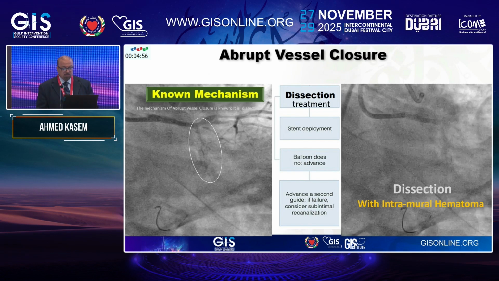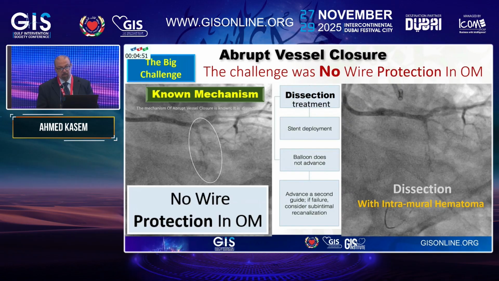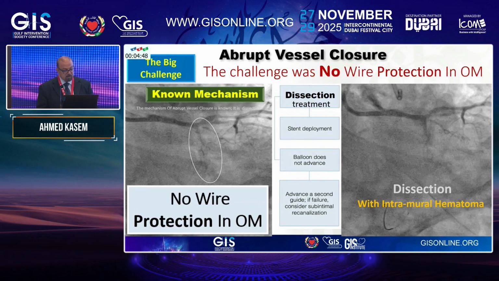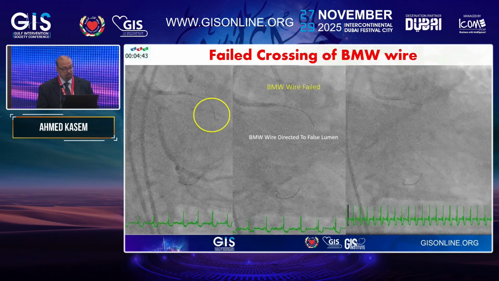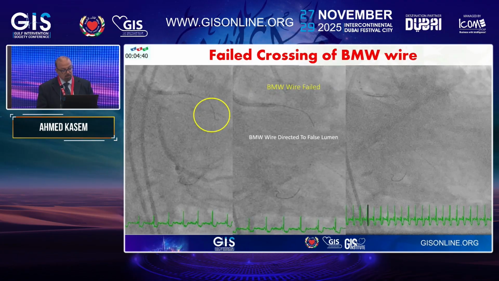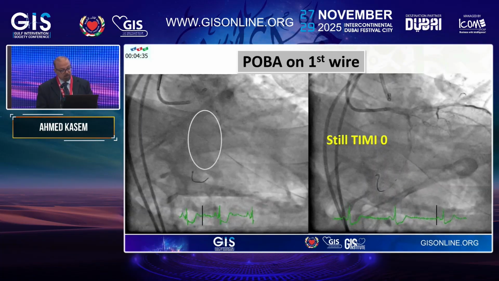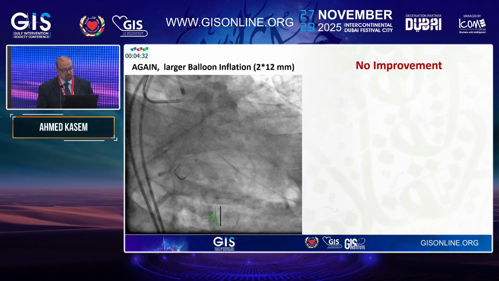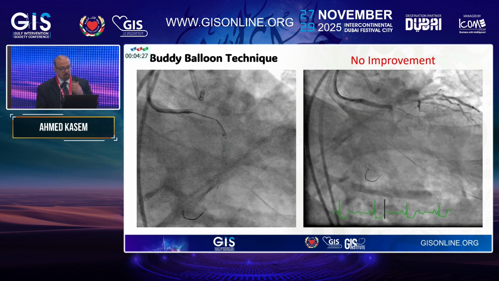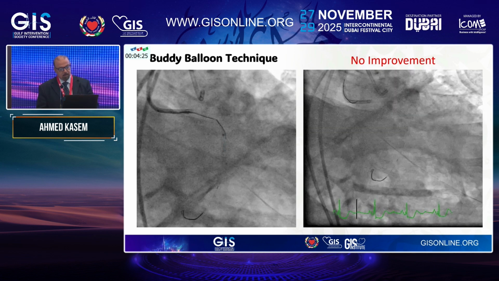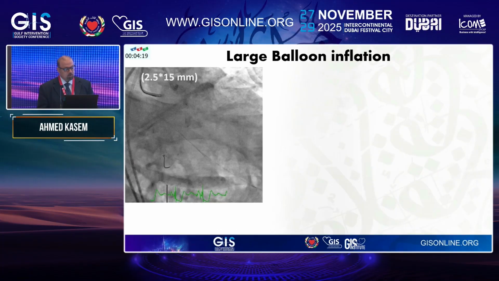So I know the underlying etiology, there is dissection, but the challenge for me is that there is no wire in the OM, so I cannot pass to this big OM. I tried to use a second wire, a BMW wire, but it was difficult and the wire could not pass, and I used a small balloon again on the first wire to make an inflation. Also there was no improvement in this lesion. And I decided to use what I call the body balloon technique. I inflated the balloon, then after deflation, immediately tried to pass the wire beside the balloon, but also failed to cross.